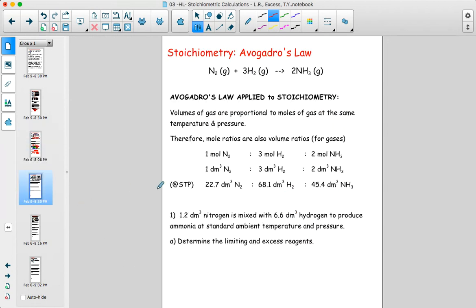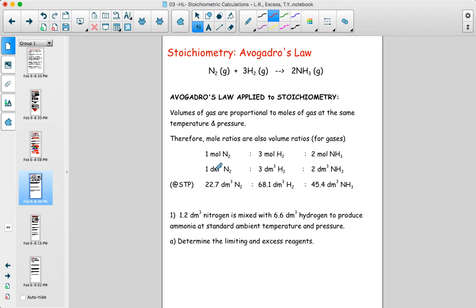A couple extra extensions. One, we've talked in the past about Avogadro's Law. Avogadro's Law basically says that equal volumes of gas contain equal numbers of particles of gas. In other words, they contain the same number of moles. So one thing that's nice about that is that if you have a chemical reaction that's all in the gas phase, so when you have a mole ratio, like in the Haber process here, nitrogen plus hydrogen making ammonia, 1 mole of nitrogen reacts with 3 moles of hydrogen to make 2 moles of ammonia.